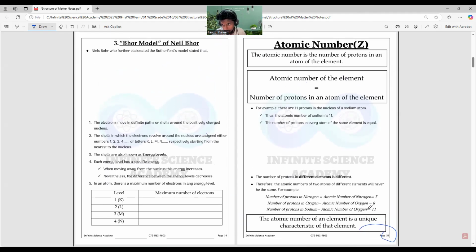Okay, first of all, read this one. Page number 5. I will tell you what you need to do in these gaps.